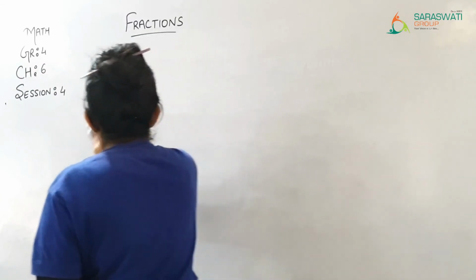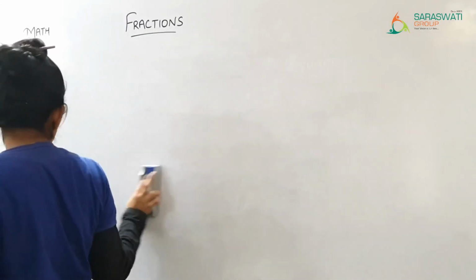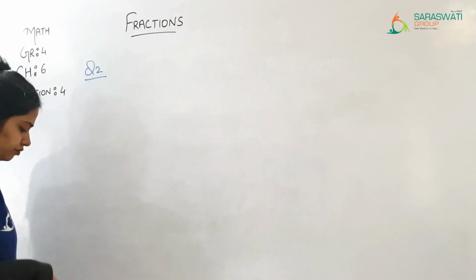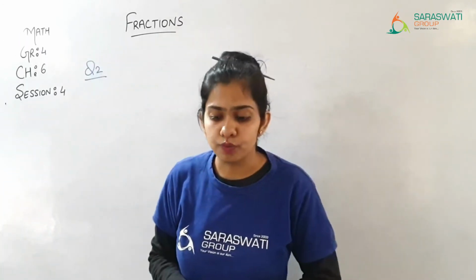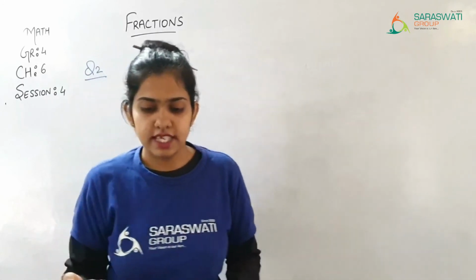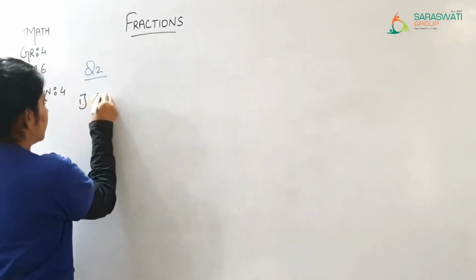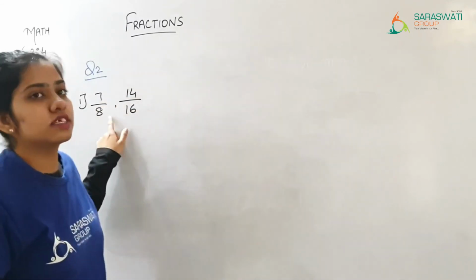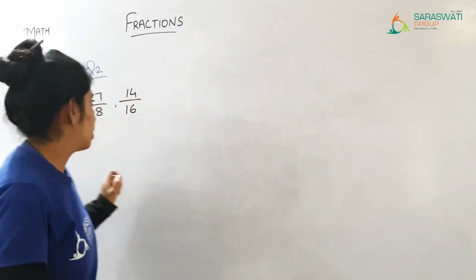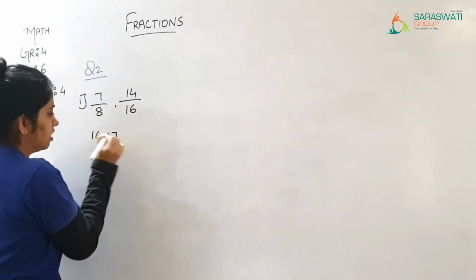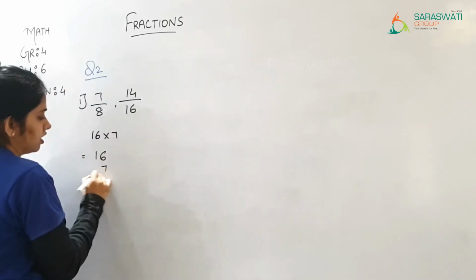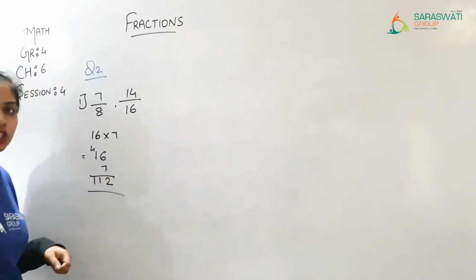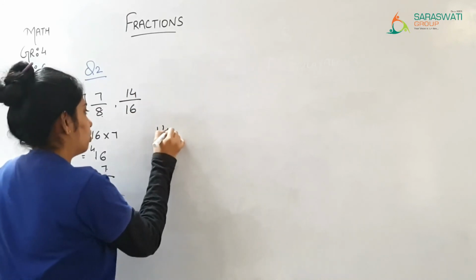That is the cross product of equivalent fractions, to find out whether the fractions are equivalent or not. So in question number 2, we have 7/8 and 14/16. Now we need to identify whether these fractions are equivalent or not. So let us cross multiply 16 into 7. So 16 sevens are 112. Then 8 into 14.